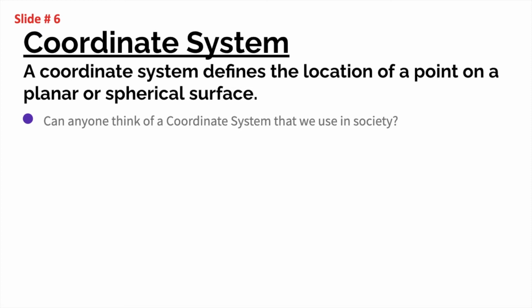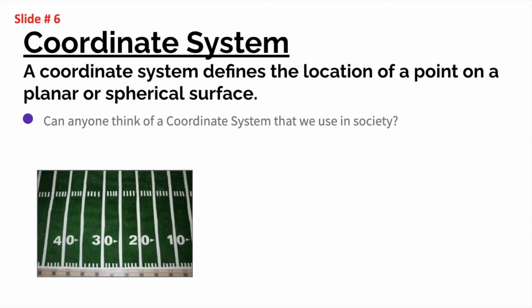For all of my sports fans out there, we use coordinate systems when we talk about a football field. We mark it by yards to measure where someone might be, from the 1 yard line on the starting line to a stopping line. That would be an example of a planar coordinate system.